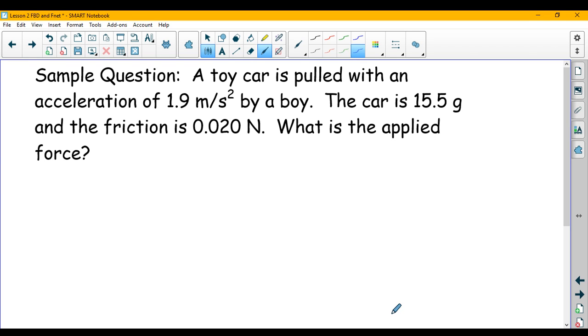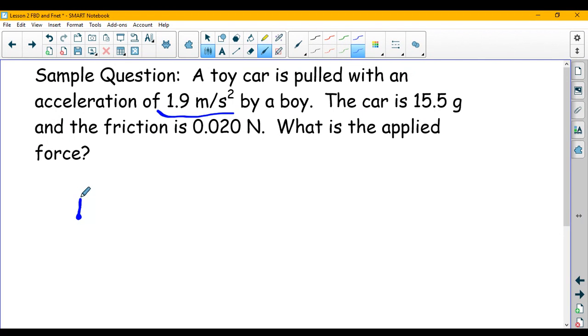So let's try this sample question. This is unbalanced. I know automatically it's unbalanced because when I look at it, there's an acceleration. That means it has to be unbalanced. That means there has to be a force bigger than the others. And I know because it's a positive acceleration, it's speeding up. And the thing that's going to be bigger is my applied force.